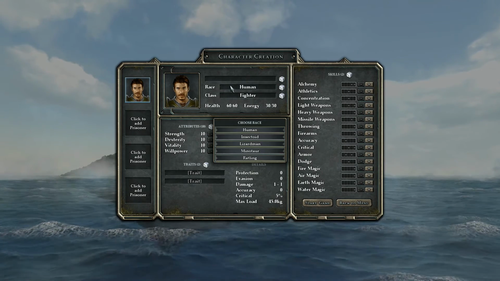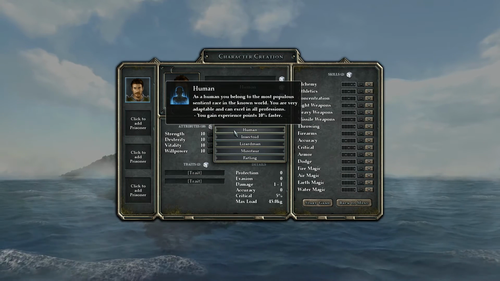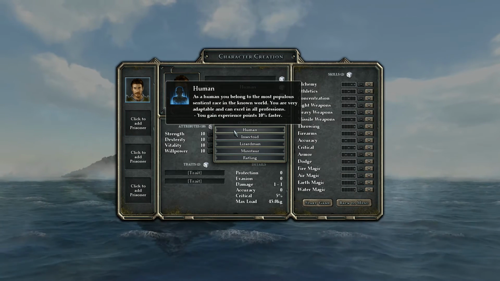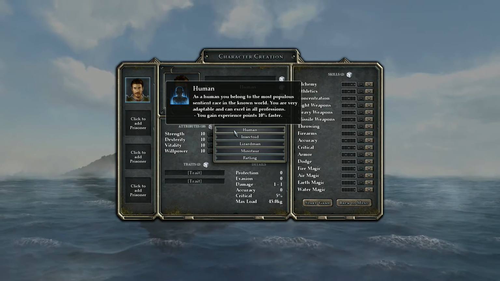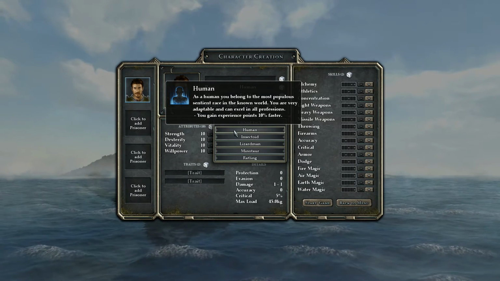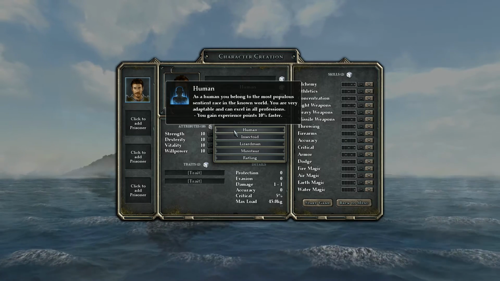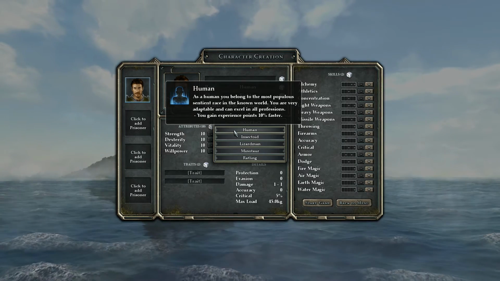Okay, so let's go ahead and get to it. Human. As a human, you belong to the most popular sentient race in the known world. You are very adaptable and can excel in all professions. You gain experience 10% faster.